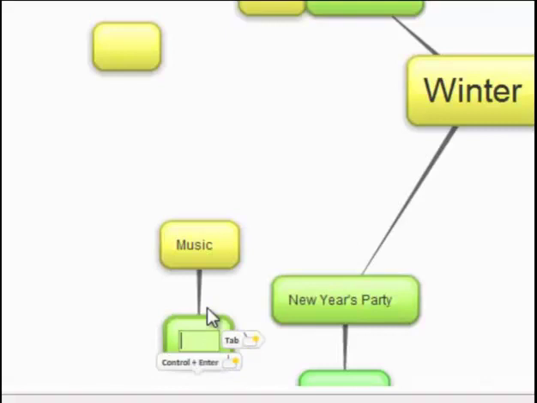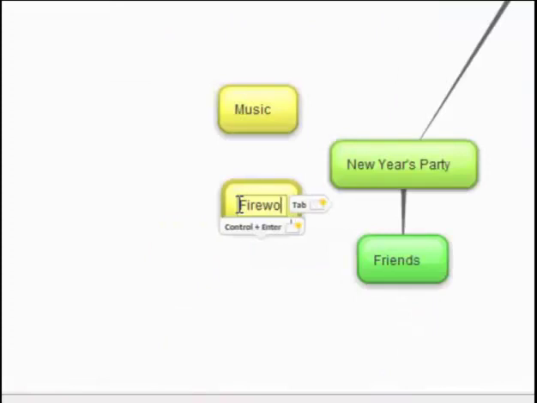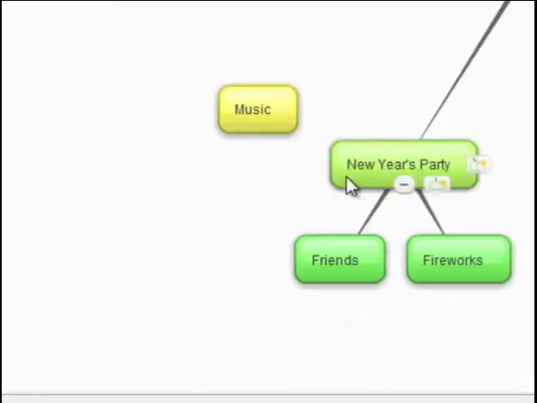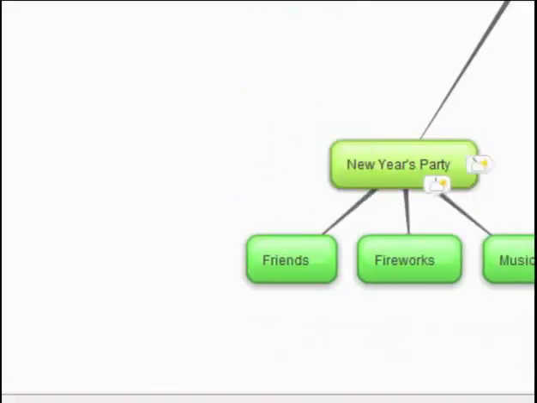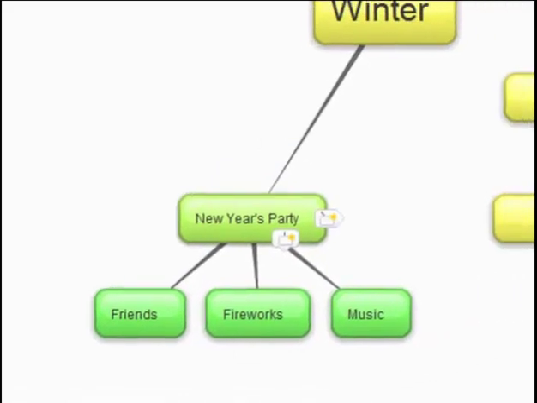Oopsie, that one. I made a mistake, so I'm going to click on this connector and I'm going to delete it. Works. I'm going to grab fireworks and connect it. And I'm going to grab music and connect it. Now these are all connected and they're all green.